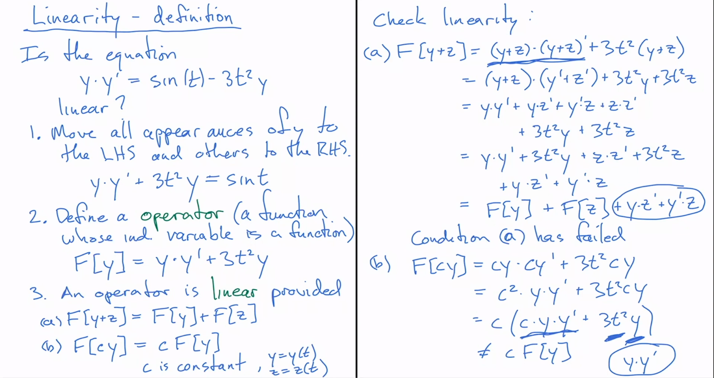So now we have an understanding of what it means for an operator to be linear. So let's now extend that to an equation. What does it mean for an equation to be linear?